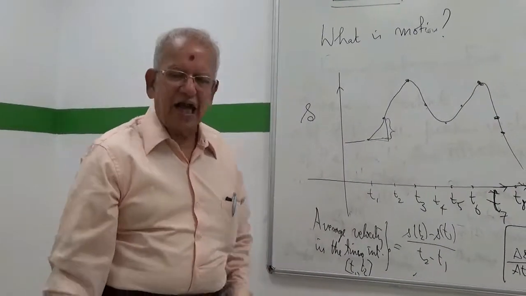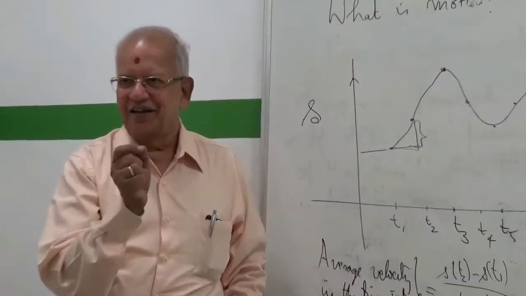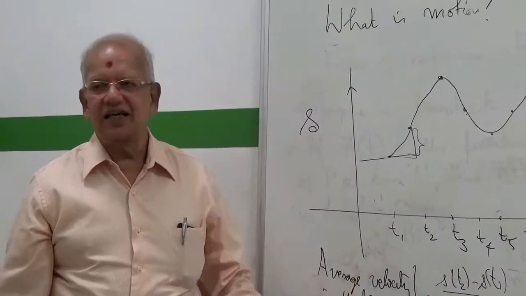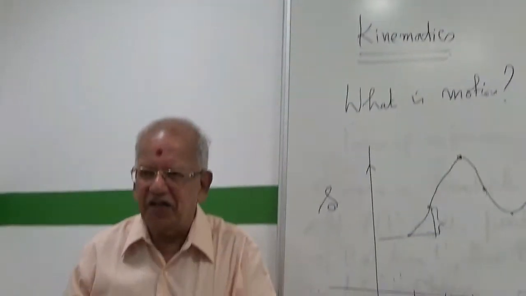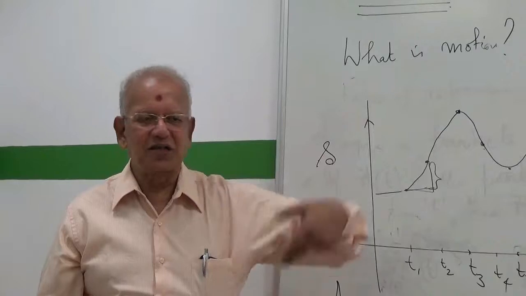But then that is not the instantaneous speed, is it? Because this delta t is a small interval of time, and small is a very relative term. What is small to me may not be small to somebody else.